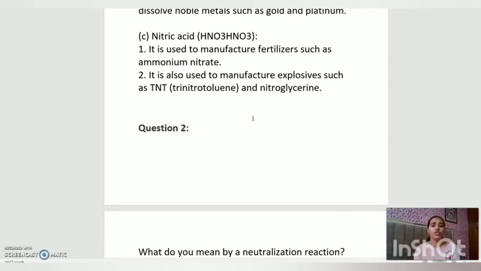It is used to manufacture fertilizers such as ammonium nitrate. It is also used to manufacture explosives such as TNT, that is trinitrotoluene, and nitroglycerine, right?